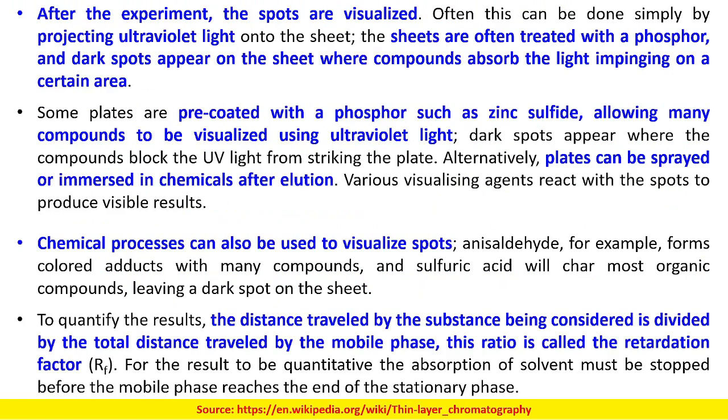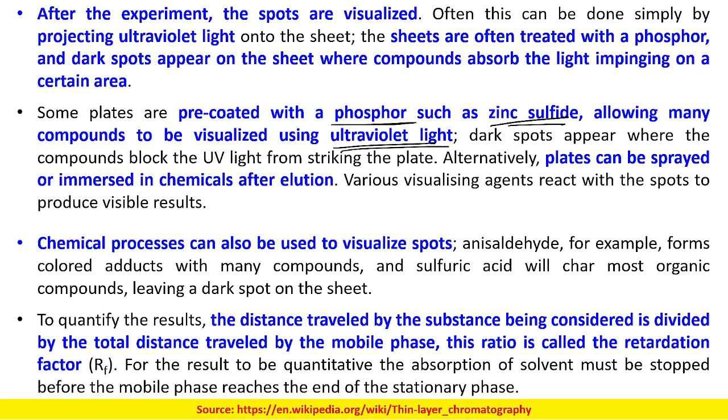Now, if you see most of the analytes, you may not be able to visualize them properly. So in that case, what will happen? How will you see the system? In those cases, there are certain materials called phosphors, and these phosphors give fluorescence under a specific light. So there are certain phosphors like zinc sulfide, which show fluorescence when they are visualized under ultraviolet light.